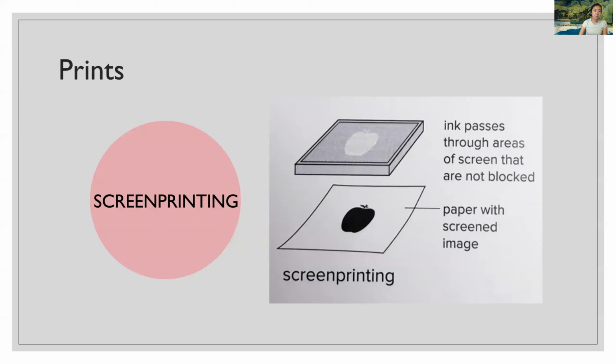So let's see the last printing technique. In this chapter, we are going to see silk screen or screen printing. Screen printing is also called silk screen or serigraphy. There is a screen. This is a screen for screen printing, and the ink passes through the areas of the screen that are not blocked, mostly the image area.